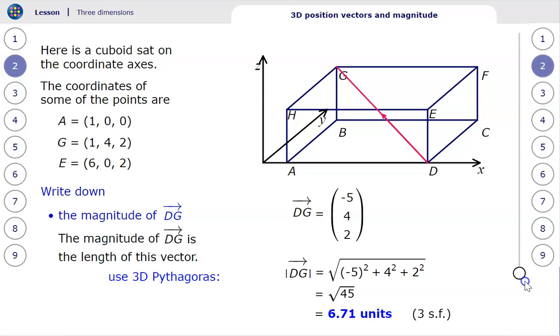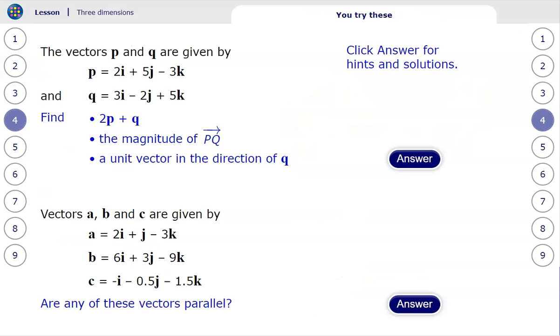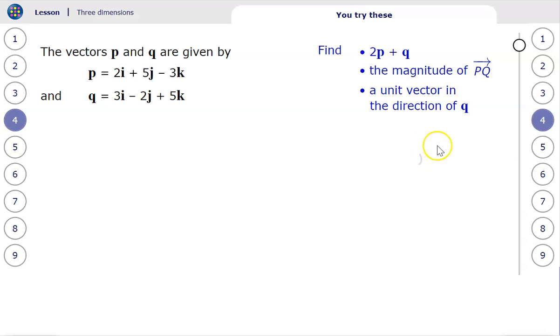And there I get my displacement of 6.71 units. There's some questions relating to three-dimensional vectors. So I've got the position vector for P as being 2i plus 5j minus 3k, Q as being 3i minus 2j plus 5k, and I want to find these particular value solutions over here.